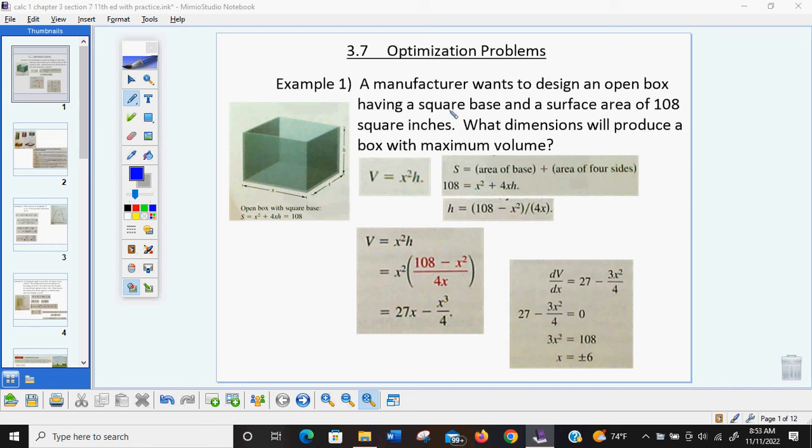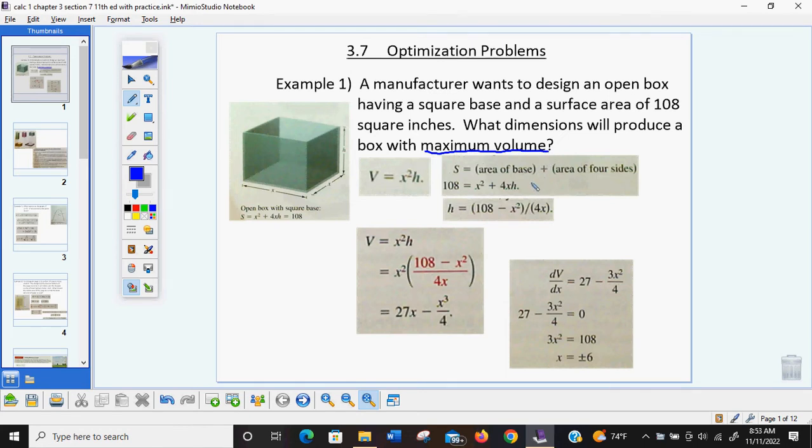Let's do some optimization problems. Example 1 says a manufacturer wants to design an open box having a square base and a surface area of 108 square inches. What dimensions will produce a box with maximum volume? So we're looking for maximum volume.